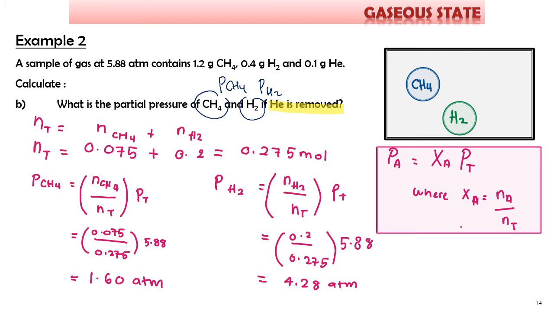Partial pressure of gas A equals to mole fraction of gas A times the total pressure. So in this case, this is P total, still the same P total. It's just that now when you remove helium from the system, P total is PCH4, partial pressure of CH4 plus partial pressure of hydrogen gas. So for partial pressure of CH4 methane gas, you will get 1.6 atm, and for hydrogen gas the partial pressure is 4.28 atm.